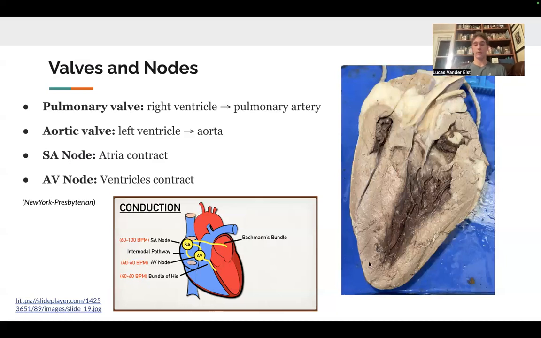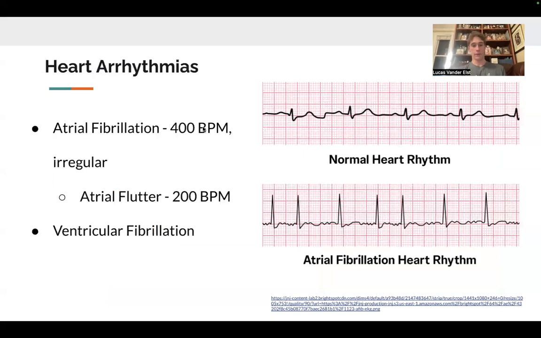And then now I'm going to get into a bit about heart arrhythmia, which is when those nodes are messed up. So heart arrhythmia is just an irregular heartbeat. Electrical signals normally tell the heart how to pump blood, but heart arrhythmia happens when electrical signals tell the heart to beat improperly. So in atrial fibrillation, the heart can beat up to 400 beats per minute, and this is an irregular heartbeat.